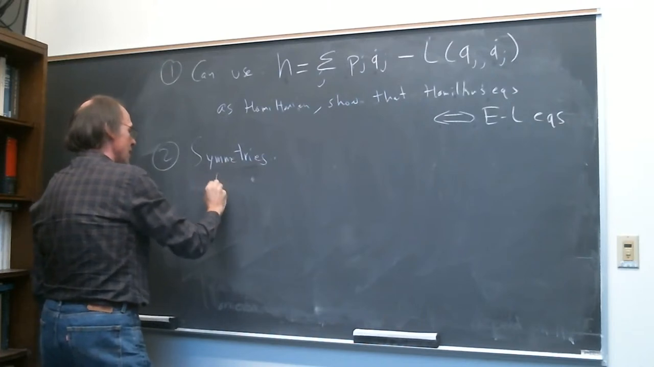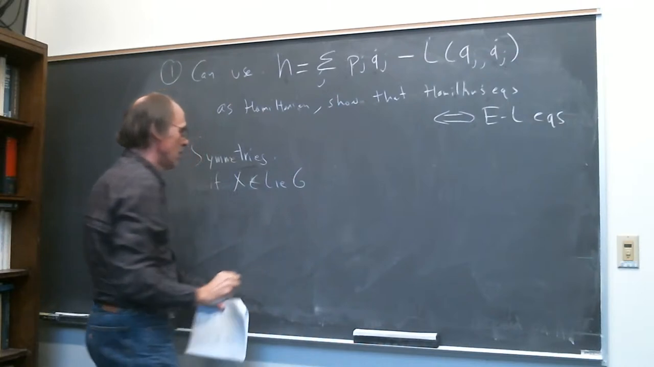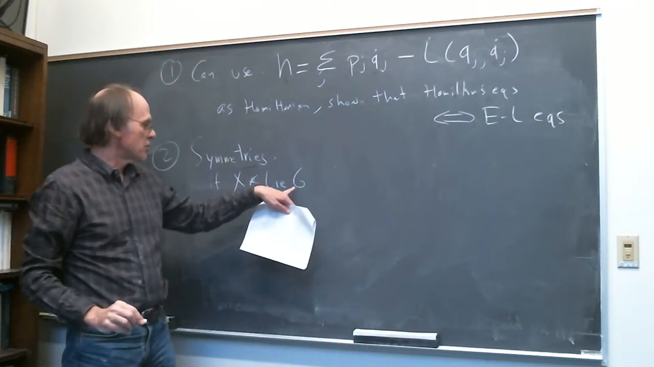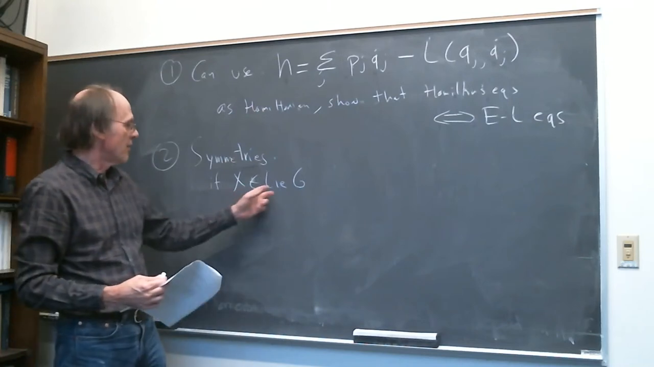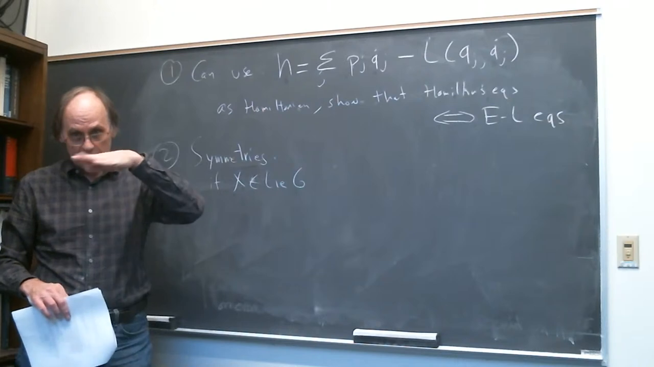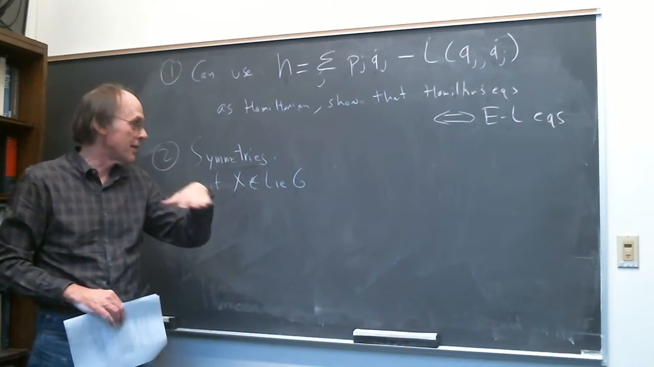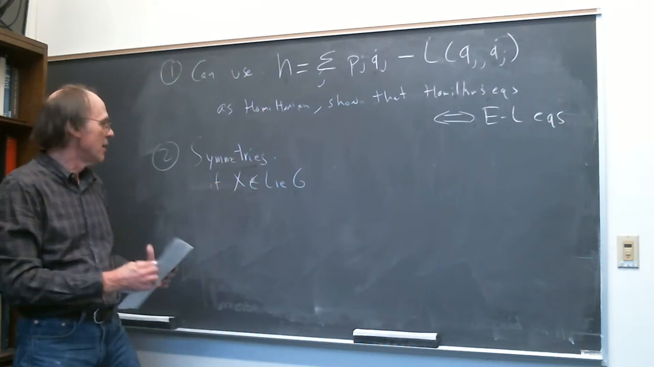So let's take X to be in some Lie algebra. You've got some group, and you're going to say this is a group of symmetries. Well, if you've got some kind of Lie algebra element, some kind of infinitesimal group element near the identity, an infinitesimal change away from the identity is X.